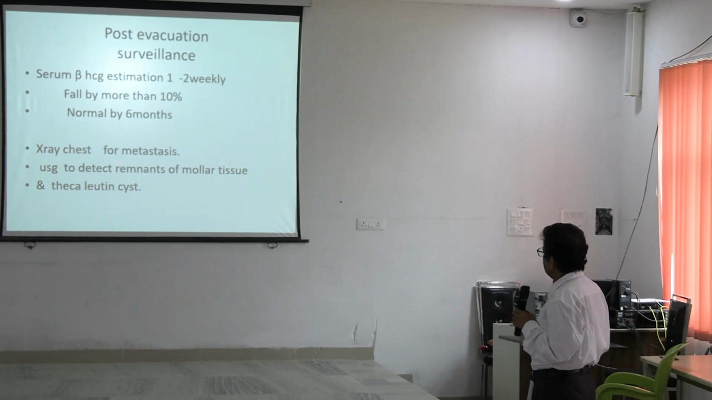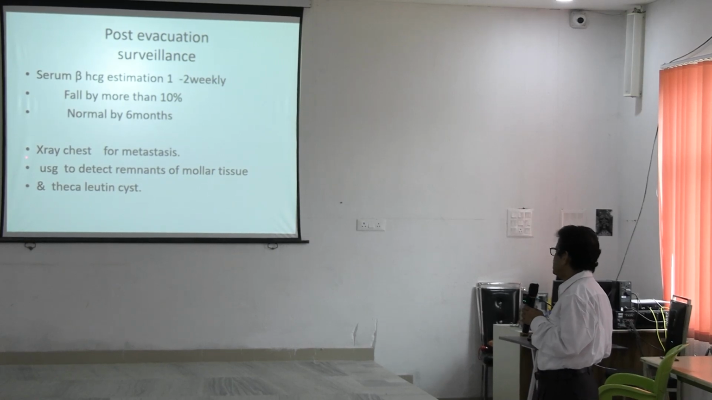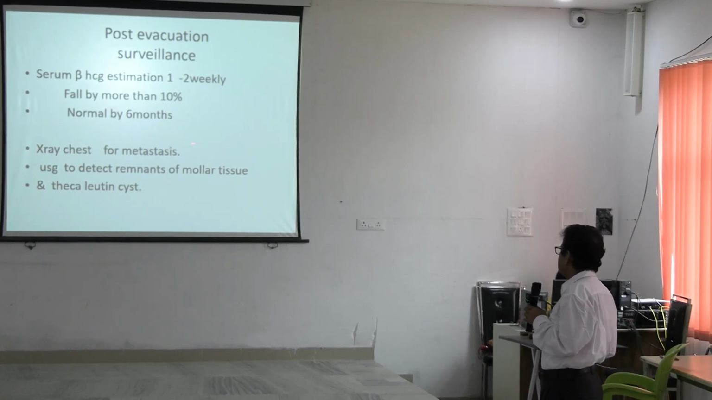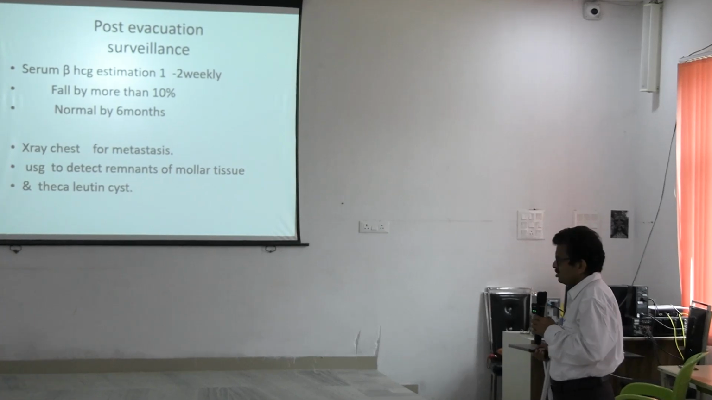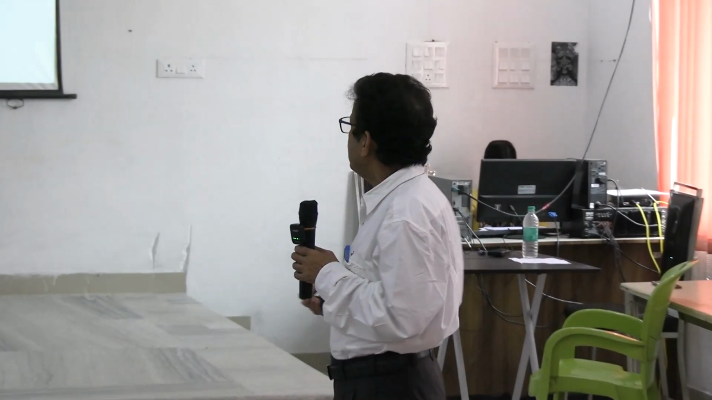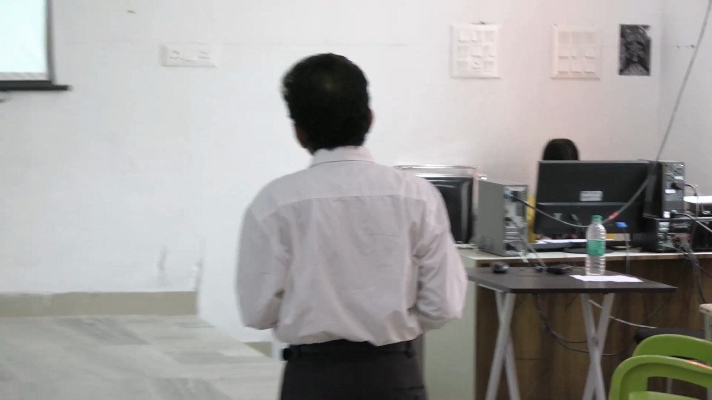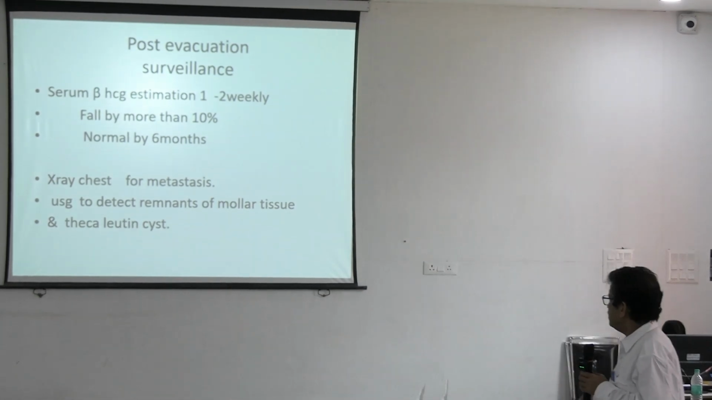X-ray test for metastasis, of course, has to be done, especially at 3 months interval, to know whether there is metastasis or not. Whenever there is failure of hCG to fall, one of the possibilities is metastasis in the chest. Ultrasonography to detect remnants of molar tissue. After you have evacuated the uterus by suction evacuation, it may still not be possible to evacuate all the tissues. But the uterus is very soft, so you must be very cautious.